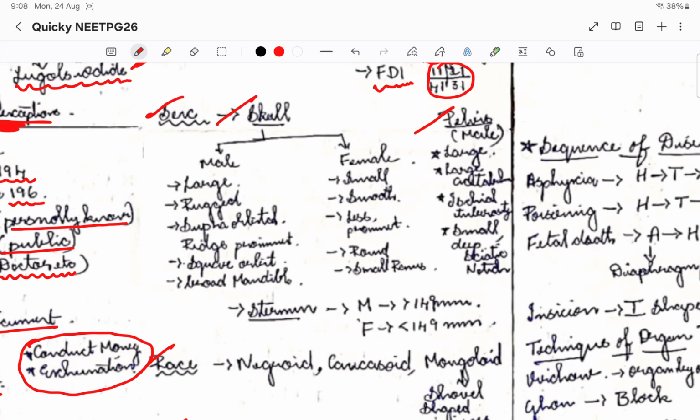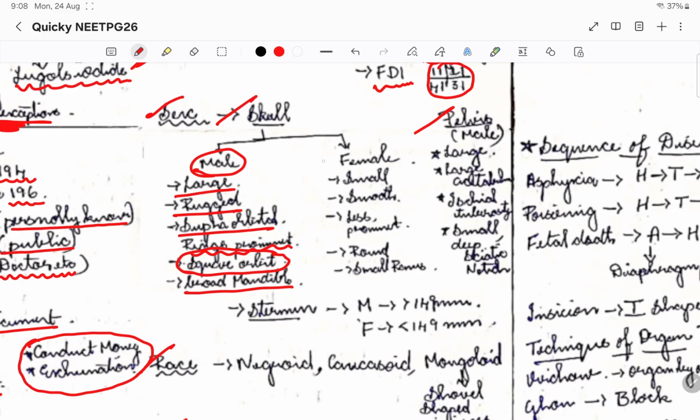So remember male, and it will be easier for you to differentiate female. In the male, the skull will be large, rugged, the supraorbital ridge will be prominent, and the orbit will be square. Just by looking at the orbit itself, you can determine whether it is male or female. And then the mandible will be broad as compared to the female skull.